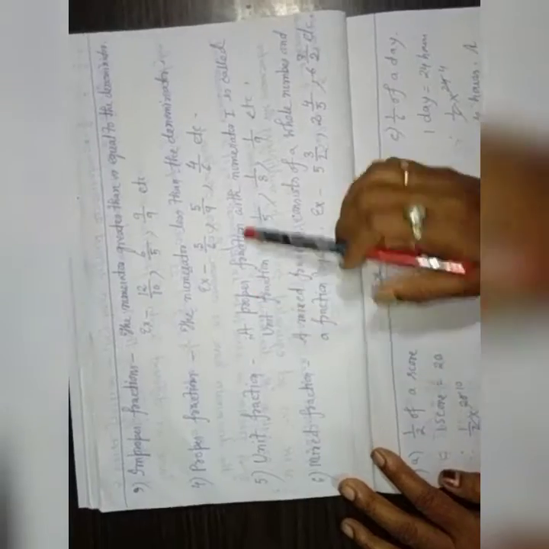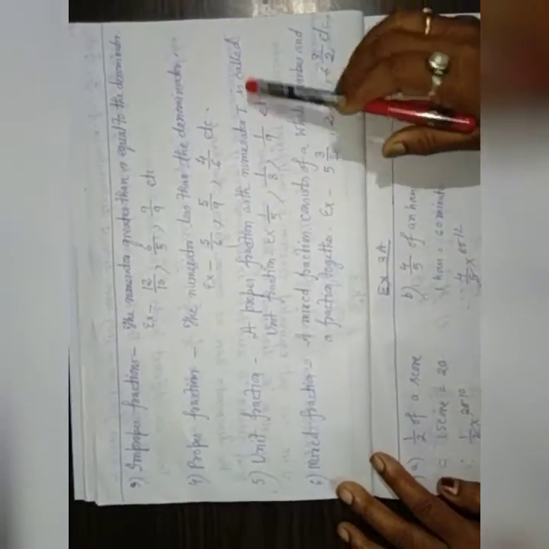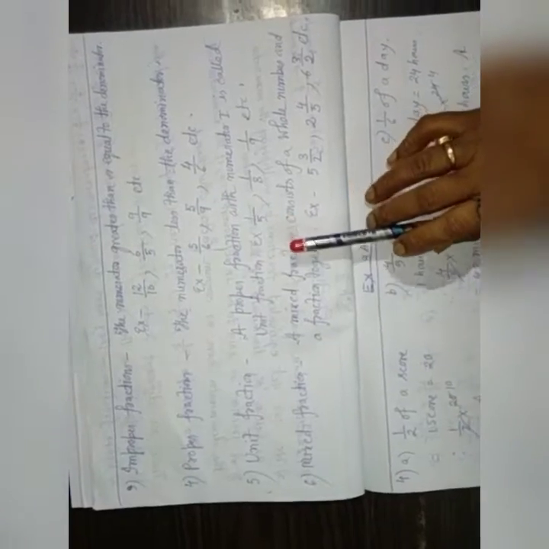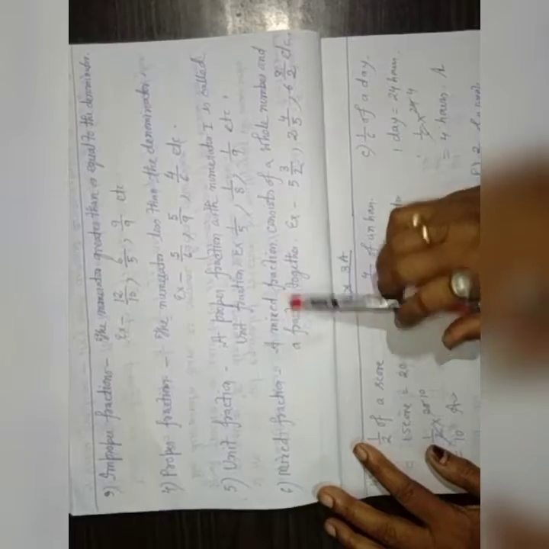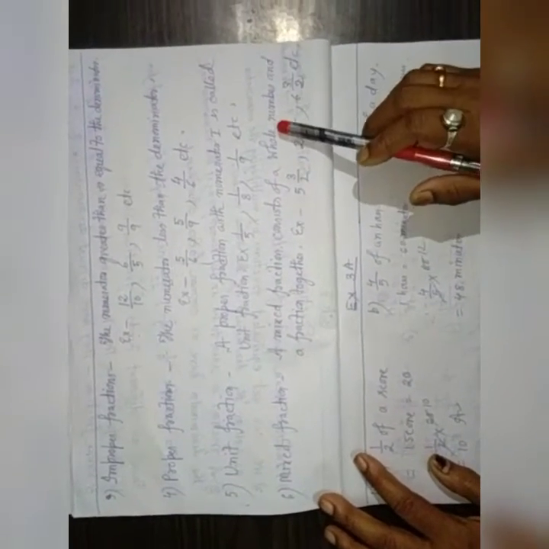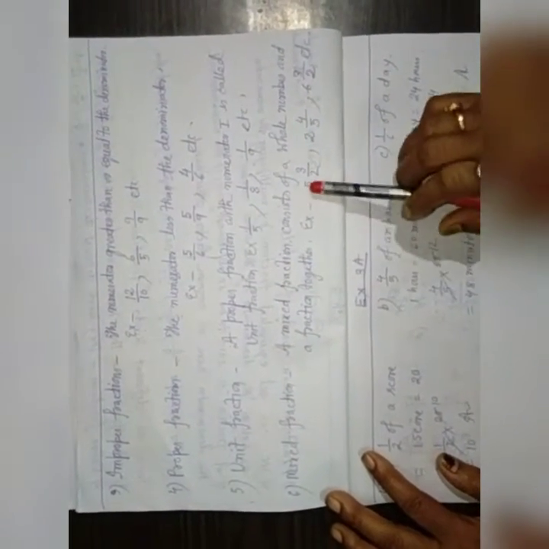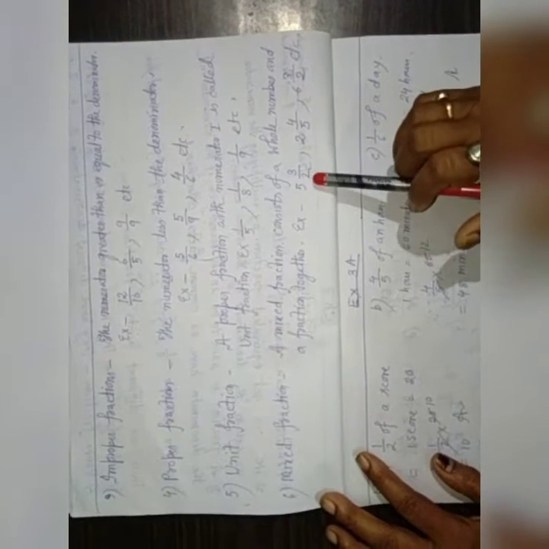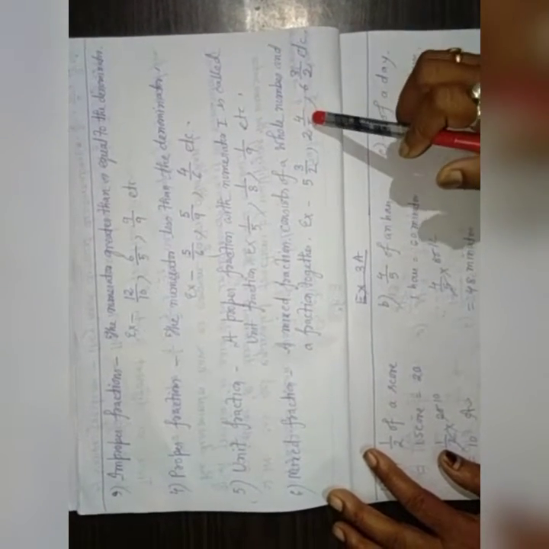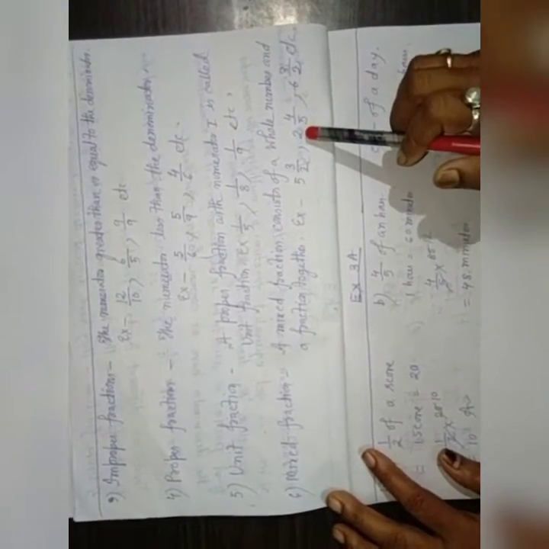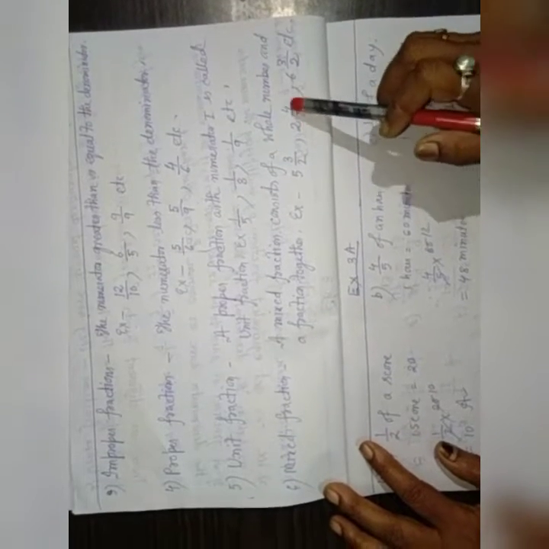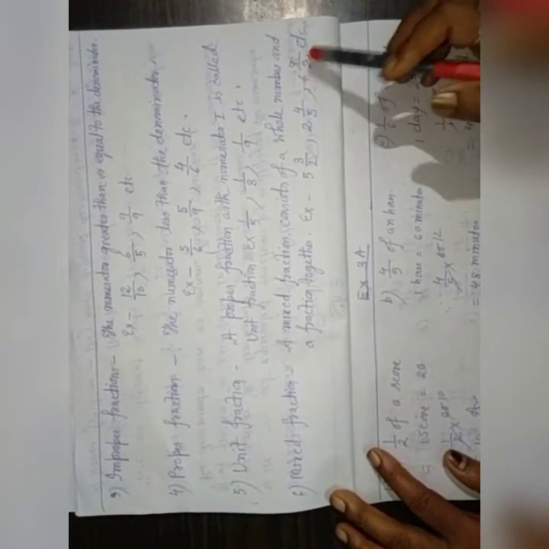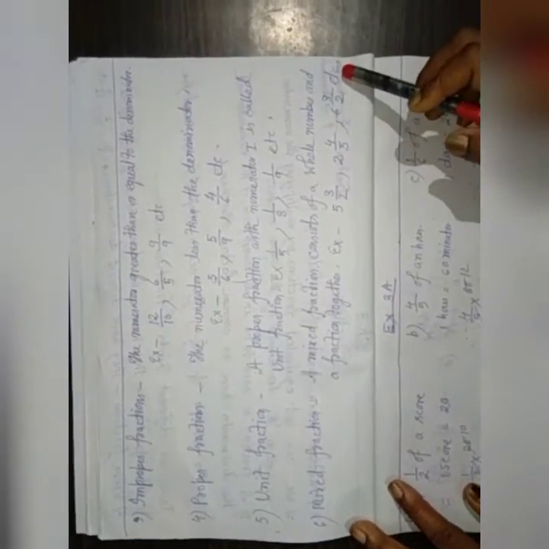Unit fraction. A proper fraction with numerator 1 is called a unit fraction. The fraction which contains the numerator 1 is called a unit fraction. 1 by 5, 1 by 8, 1 by 9, etc. Mixed fraction. A mixed fraction consists of a whole number and a fraction together. That is 5, 3 by 2: 5 is the whole number, 3 by 2 is the fractional part. 2, 4 by 5: 2 whole number and 4 by 5 fractional. 6, 3 by 2: 6 whole number, 3 by 2 fractional.